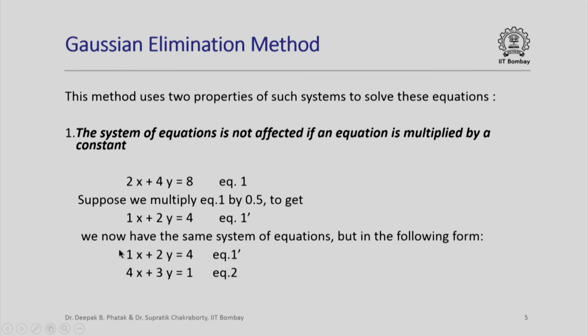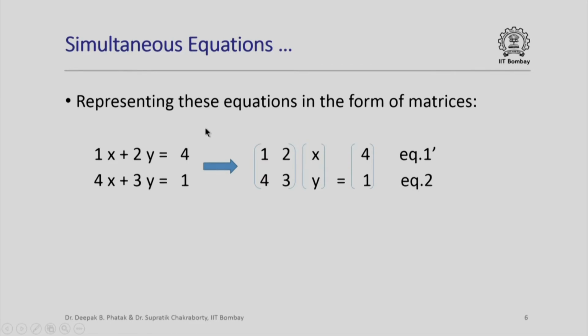With this change, we now have the same system of equations, but in this form: 1x plus 2y equal to 4 as equation 1 prime and 4x plus 3y equal to 1 as equation 2. We again represent these equations in the form of matrices that we saw. So, this system naturally translates into a two-dimensional matrix having 1, 2, 4, 3 as elements, x and y as a vector, and 4 and 1 representing the right hand side.